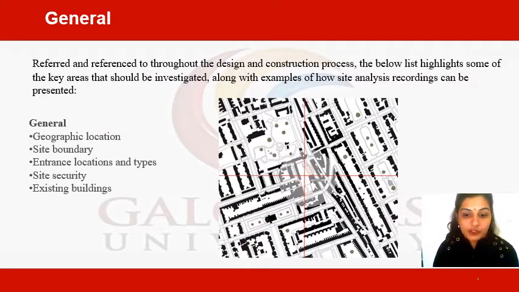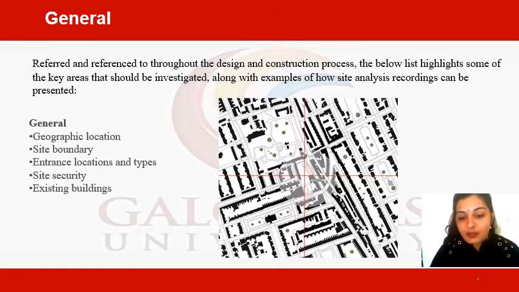Now, how should we start site analysis? Referred to throughout the design and construction process, the below list highlights some of the key areas that should be investigated, along with examples of how site analysis recording can be presented. The features which should be addressed first are the geographical location of a site, site boundary, entrance locations and types, site security and existing buildings. These are the four or five main things which we should consider first when starting site analysis.